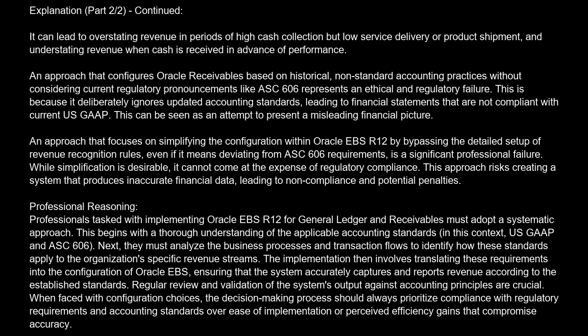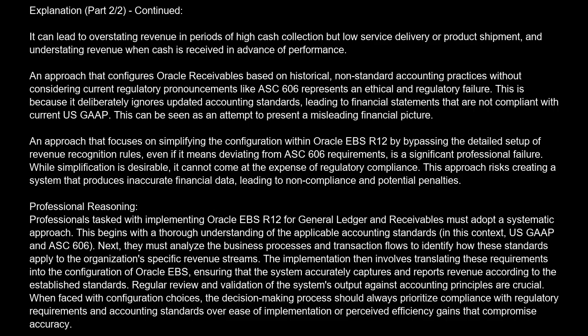An approach that configures Oracle Receivables based on historical, non-standard accounting practices without considering current regulatory pronouncements like ASC 606 represents an ethical and regulatory failure. This is because it deliberately ignores updated accounting standards, leading to financial statements that are not compliant with current U.S. GAAP. This can be seen as an attempt to present a misleading financial picture.